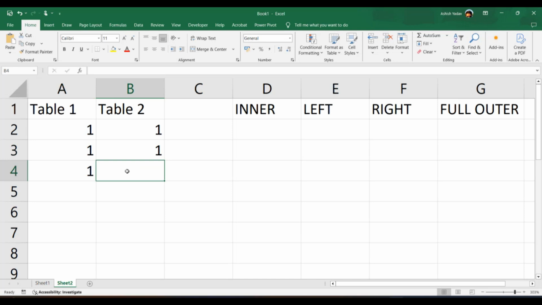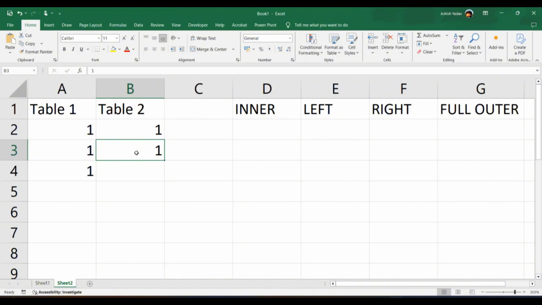Joins happen such that each row of the table will try to join with each row of the other table, which means this first row will try to join with this one, and this one, and this one. Each row of table 1 will try to join with each row of your table 2. It's not row by row. It's each row of table 1 trying to join with each row of table 2.